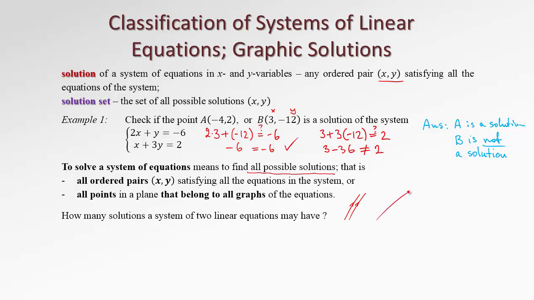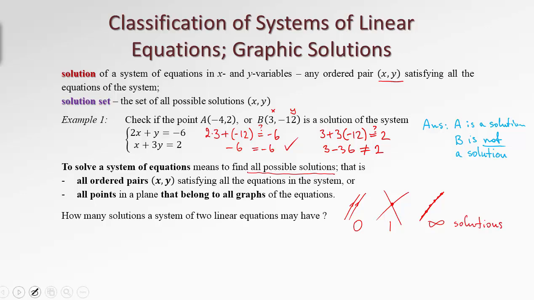Or the two lines may cross each other in one place, that will be one solution. Or possibly the two equations represent actually one and the same line, so the two lines are covering each other. Therefore, every single point that belongs to one line will belong to the other line as well. In this case, we'll have infinitely many solutions. So we may have 0 solutions, 1 solution, or infinitely many solutions.